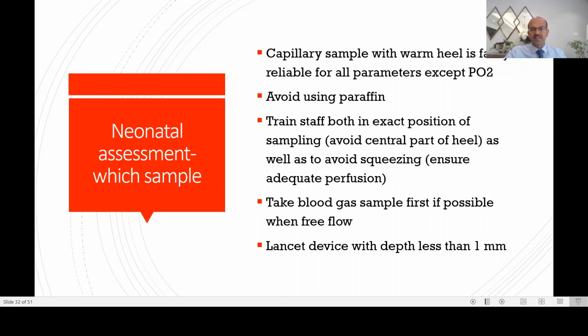Train staff both in the exact position of sampling, avoid the central part of the heel, as well as to avoid squeezing. When you squeeze, when you don't allow it to relax fully to fill up, it will cause more blood gas abnormality. Take blood gas sample first if possible when there is a free flow. The lancet device should be used with a depth less than 1 millimeter.